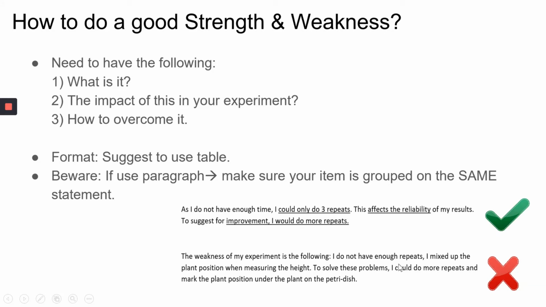Now why is this one not very good? For example, they collectively mention the problems: don't have enough repeats, and mix up the plant position when you measure the height. So don't make it a list. Make sure you write down each one and elaborate first before you move on to the next item. So those are the suggestions I will give when you write a good strengths and weaknesses part. Okay, moving on.